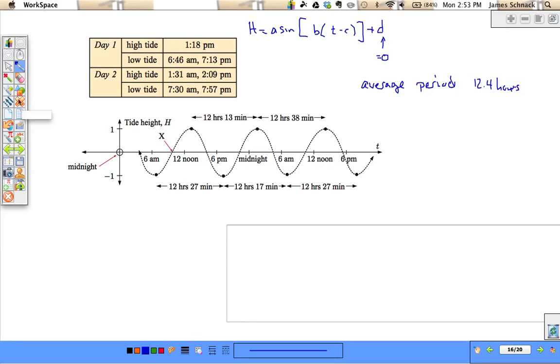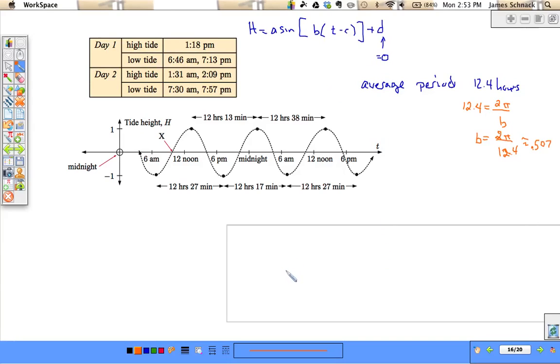If the average period is 12.4, which letter here deals with the period? Is it A, B, or C? I hope you're all screaming out loud, it's B, it's B, it's B. So we're going to take 12.4, the period, equals 2 pi divided by B. If we shuffle things around here, we get B equals 2 pi divided by 12.4, which in this case is approximately 0.507. So there's our B value.